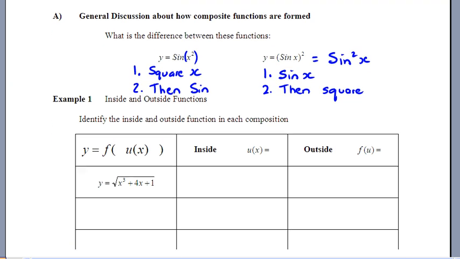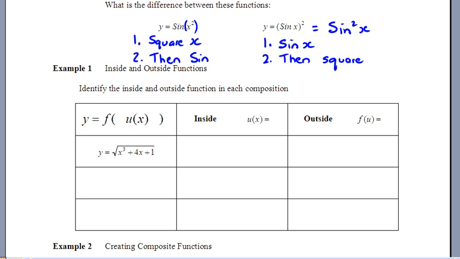The issue of which comes first and which comes second comes back to the idea of what we call inside and outside functions. So I've got this example here, the square root of this polynomial, x cubed plus 4x plus 1. What's happening here is that the trinomial happens first. We find its value, and then once we know the value for the trinomial, we take the root of that entire answer. So there's an outer function, which we're going to call f of x, and then inside, there's an internal one operating inside the larger function, and that one we're going to call u of x.